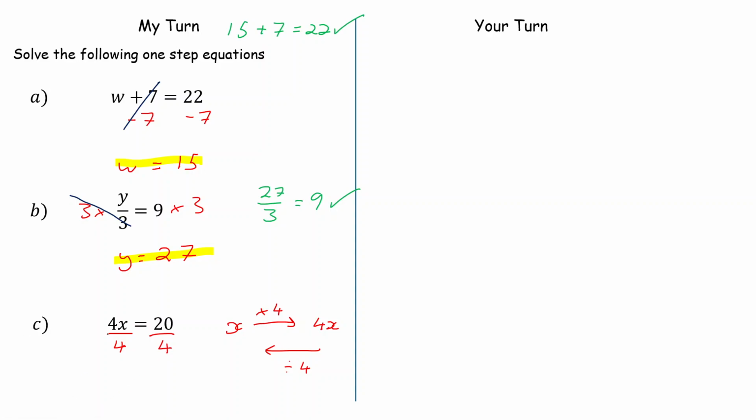Okay, and 4 divided by 4, they're opposite, they're inverse, they cancel. And this leaves you over with just the x. So you're left with x being equal to 20 divided by 4, which is equal to 5. So there we go. And again, you can check this because looking at the initial equation, well, 4 times 5 is 20. So it makes sense, which is good.